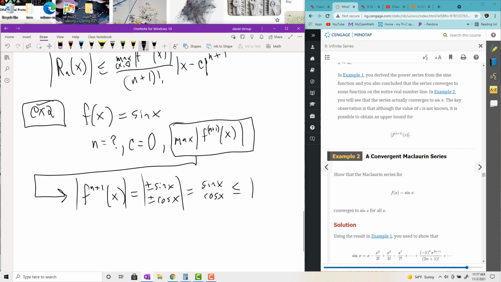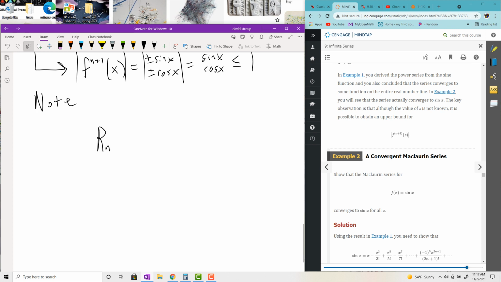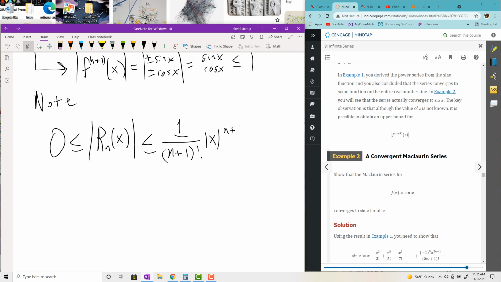Okay, so note then that R sub n of x, because it's an absolute value, is going to be greater than or equal to 0, but it's going to be bounded above by this max thing. So the max of the n plus first derivative on the real numbers is just 1, and then divided by n plus 1 factorial times the absolute value of x to the n plus 1.